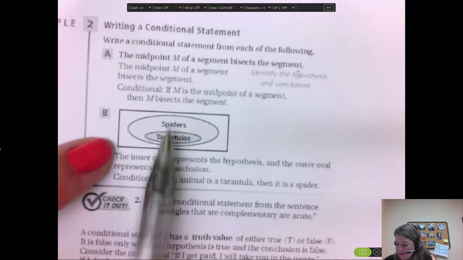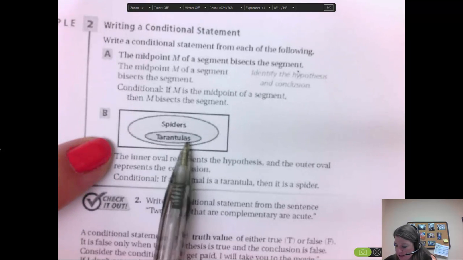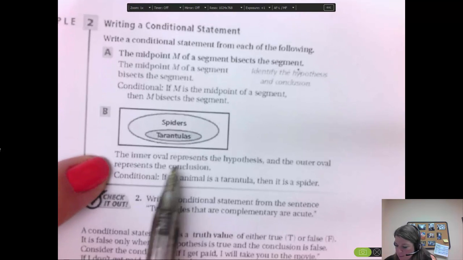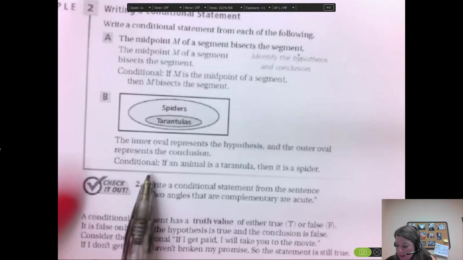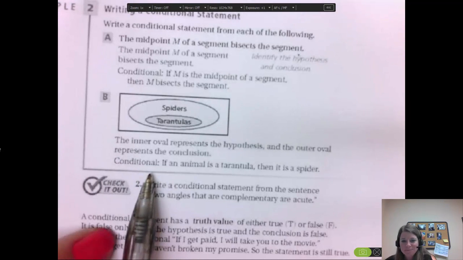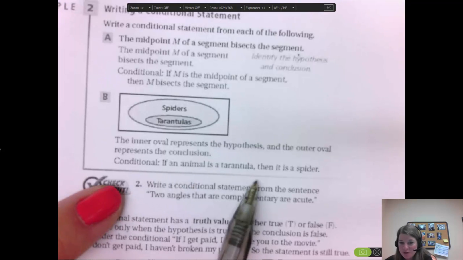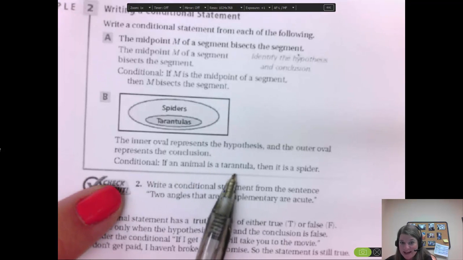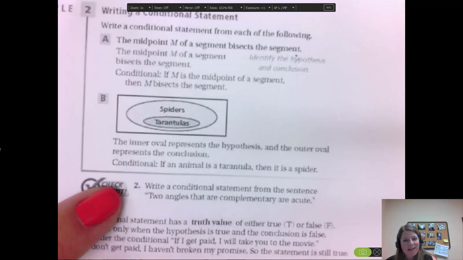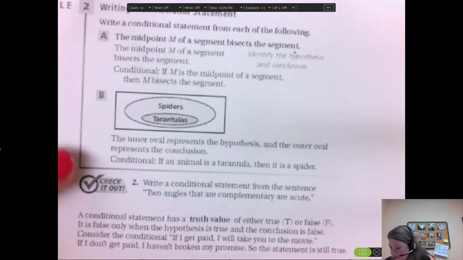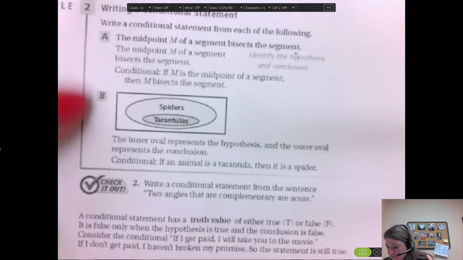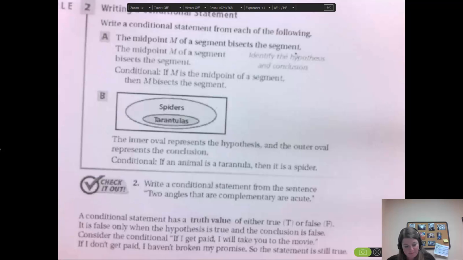Here's a little Venn diagram. You have spiders and you have tarantulas. The inner oval represents the hypothesis and the outer oval represents the conclusion. So what would be the statement? If an animal is a tarantula, then it is a spider. So if-then, coming from your hypothesis leading to your conclusion.